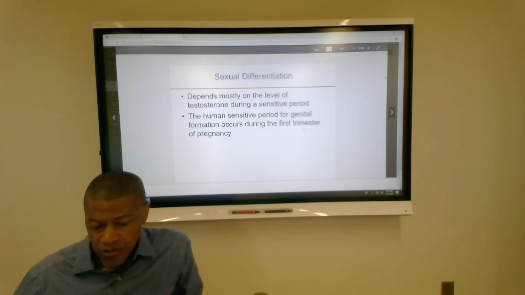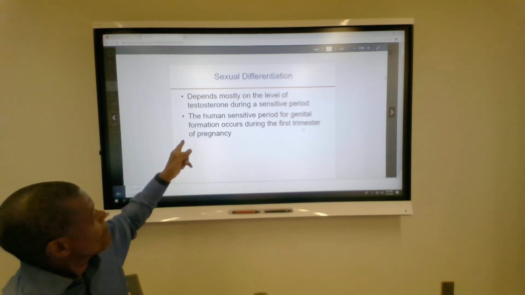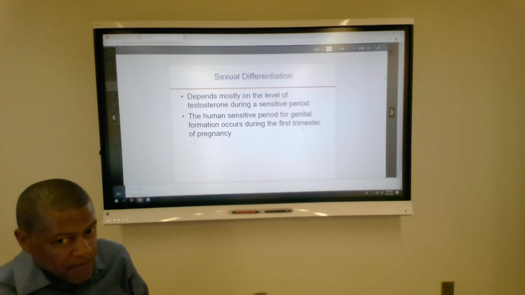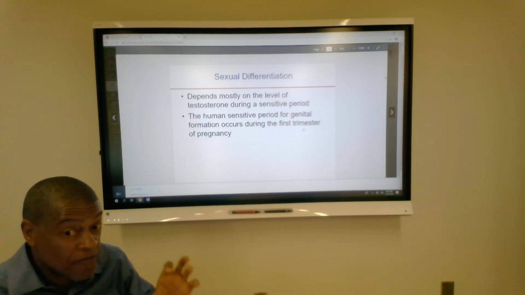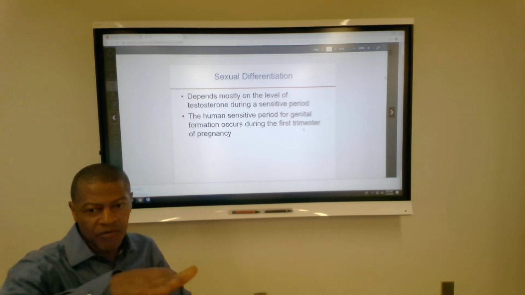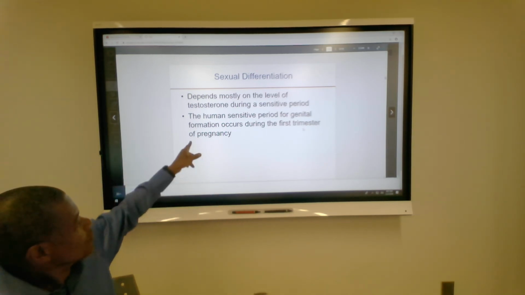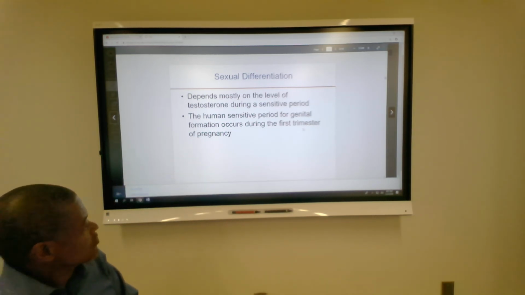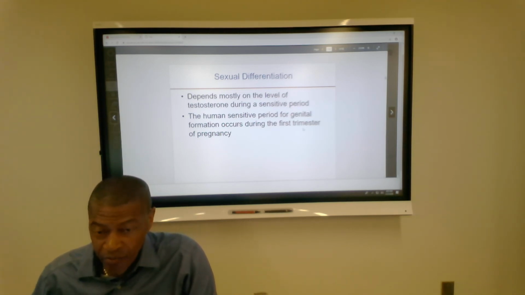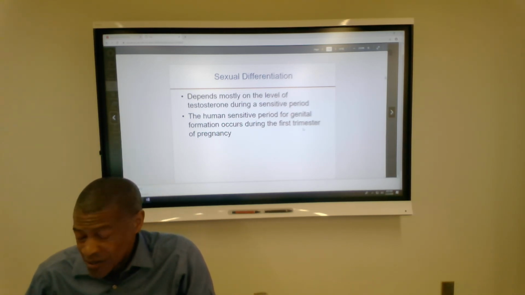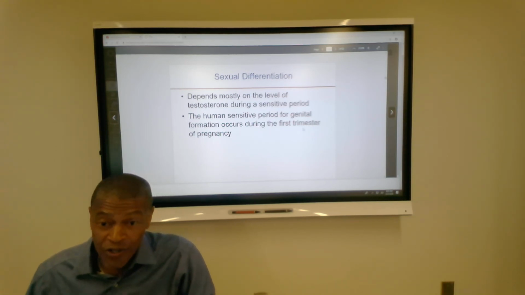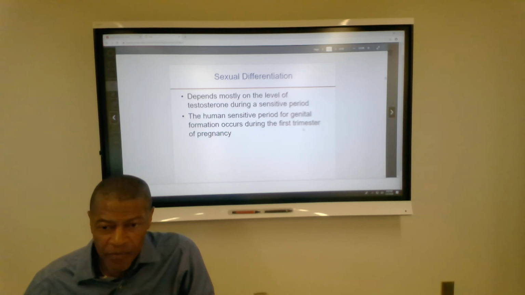So for sexual differentiation, most depends on the level of testosterone in a sensitive period of time. That's the key. Because again, by default, we're females, but the testosterone in a sensitive period causes people to develop to be male. The human sensitive period for genital formation occurs during the first trimester of pregnancy. So anything could be occurring during pregnancy, from stress to putting the wrong things in the body in terms of drugs, that can all impact the developing fetus.